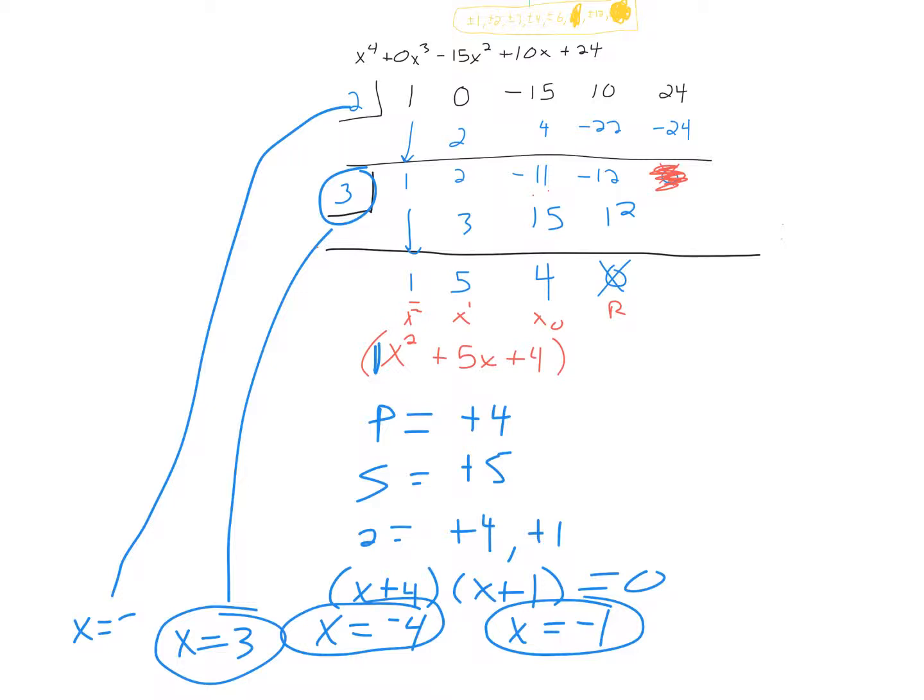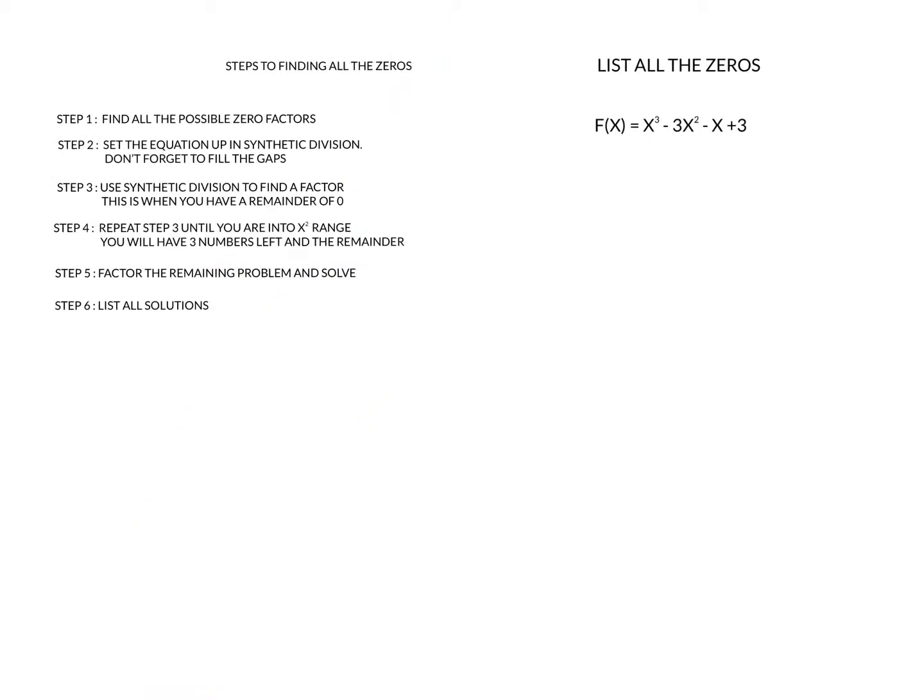Now again, one way to make sure that you have all your answers, remember I talked about it earlier, is the fundamental theorem of algebra. That says the lead exponent, the largest exponent you have, tells you how many answers you should have. Because my lead exponent is a 4, you should have 4 answers. 1, 2, 3, 4. Okay. All right, let's move on.